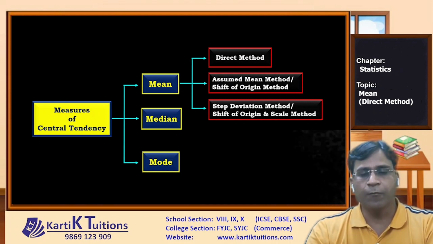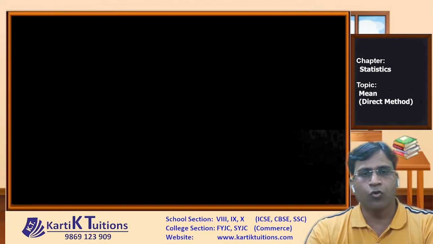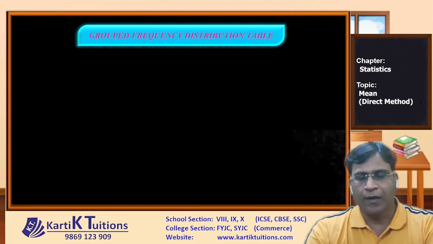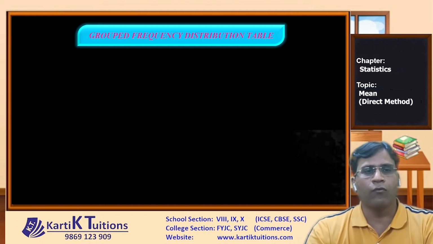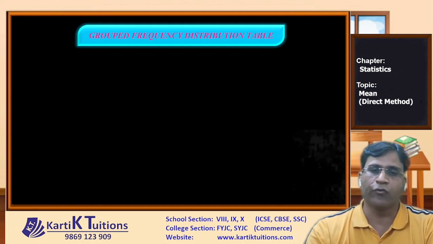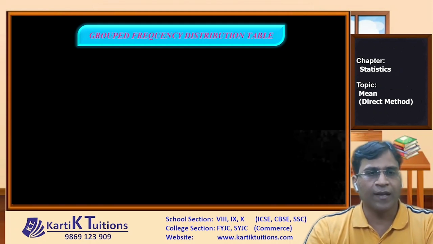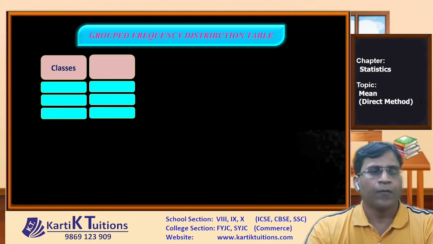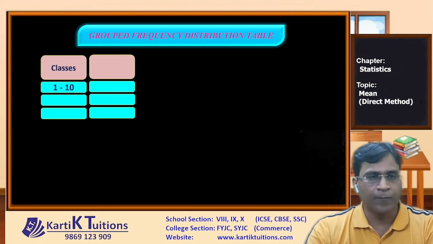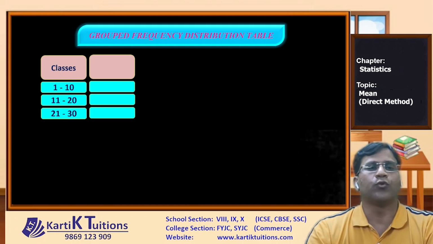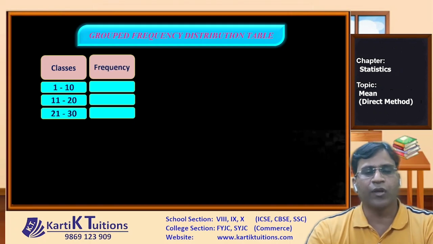Now see, in this chapter, we will always be dealing with group data. What do you mean by group data? When the range of the data is very large, we always go for group data. Let's have a look at one example. See, I have taken the classes where I have the groups of 1 to 10, 11 to 20, and 21 to 30. And these are its frequencies: 5, 7, and 10.